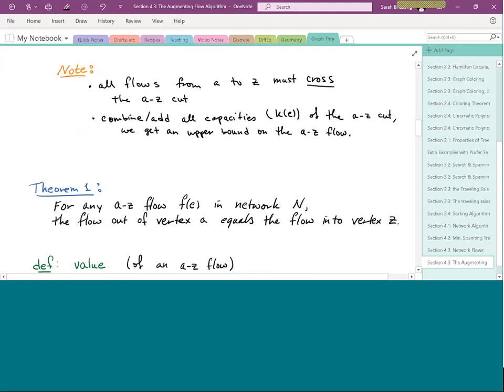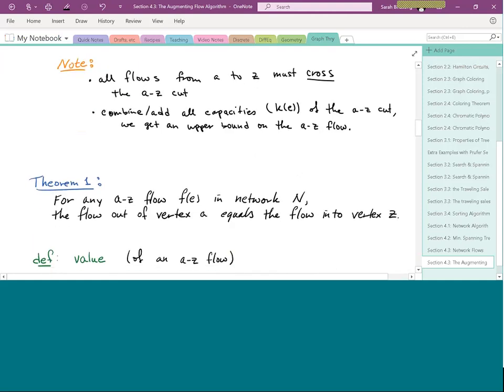Now, the next thing is something we actually talked about last time. It's in your book, Theorem 1. And what it says is if you look at an AZ flow in your network, then the flow that comes out of your starting vertex A has to equal the amount of flow going into your ending vertex Z. In other words, you don't lose anything as you progress through your network.